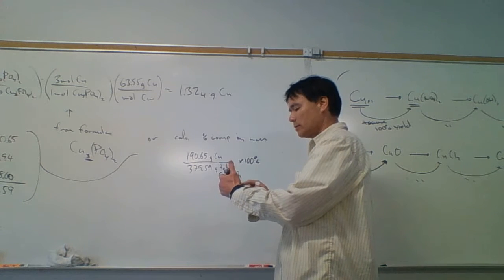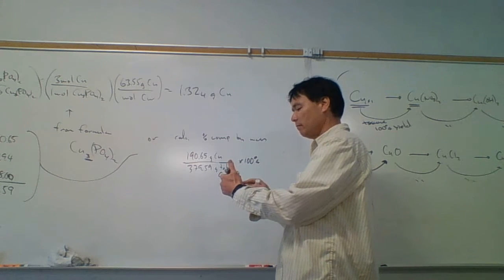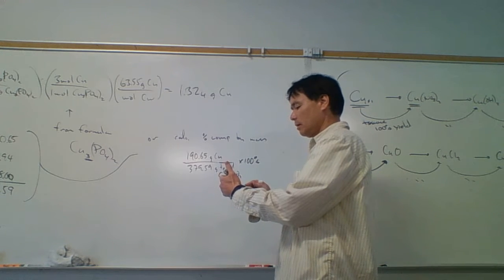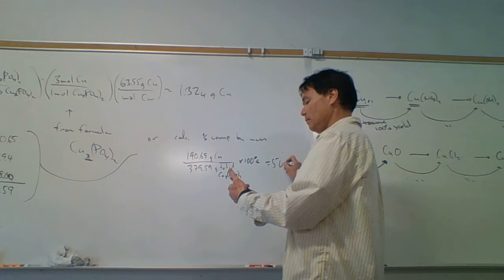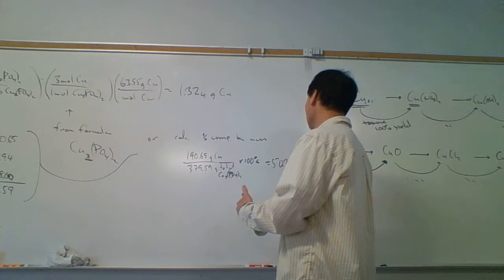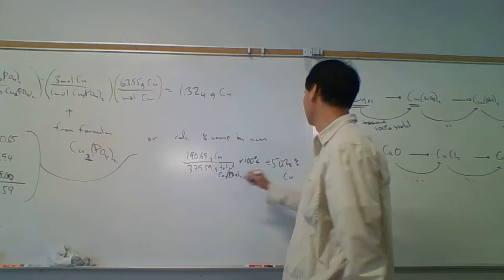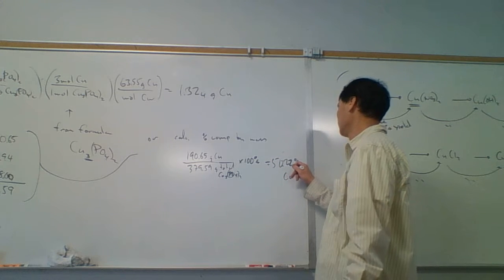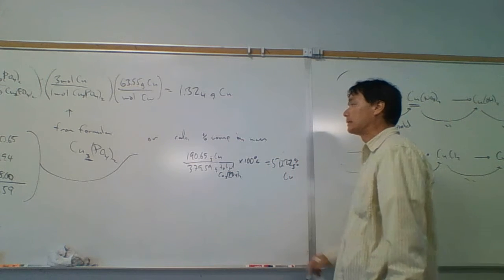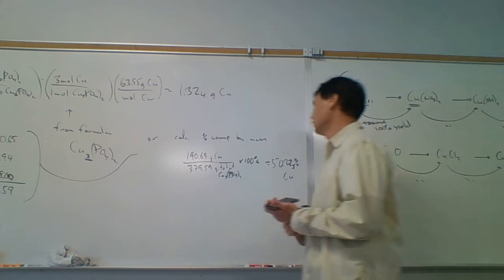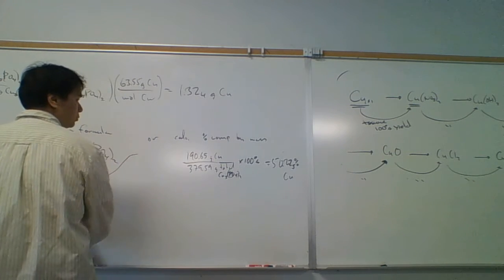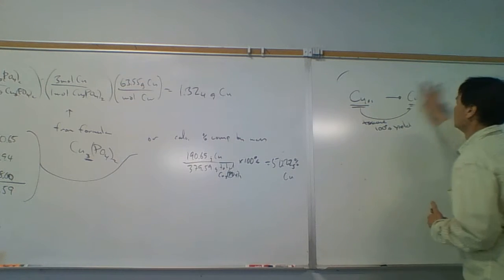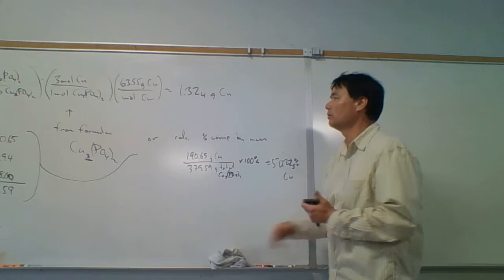And so what does that give us? 190.65 divided by 379.59, times 100. So it's 50.22% copper. Actually, I'm allowed more sig figs. I'm allowed 4 sig figs. 50.225% copper by mass. So if I know it's 50.225% copper, and I'm just looking at this compound, copper 2-phosphate, then the alternate way of doing it is like this.